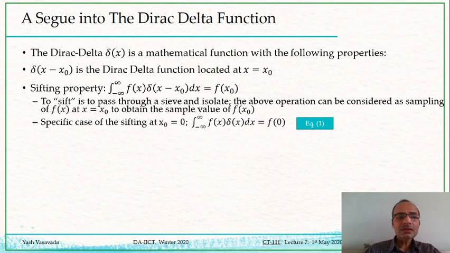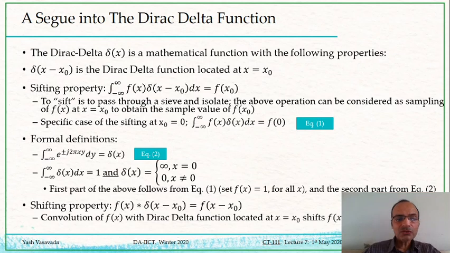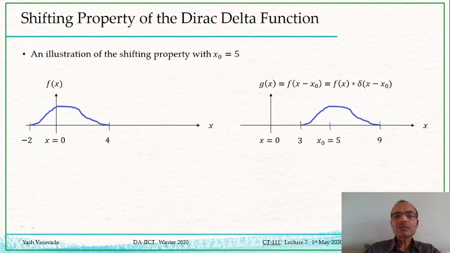The sifting property of the Dirac delta function says that this type of function can be used to sample any desired signal or any desired function. And then there is another property which is called the shifting property, which says that any function after convolution with a Dirac delta centered at x naught actually ends up shifting by x naught. And that is what we had seen in this particular example.